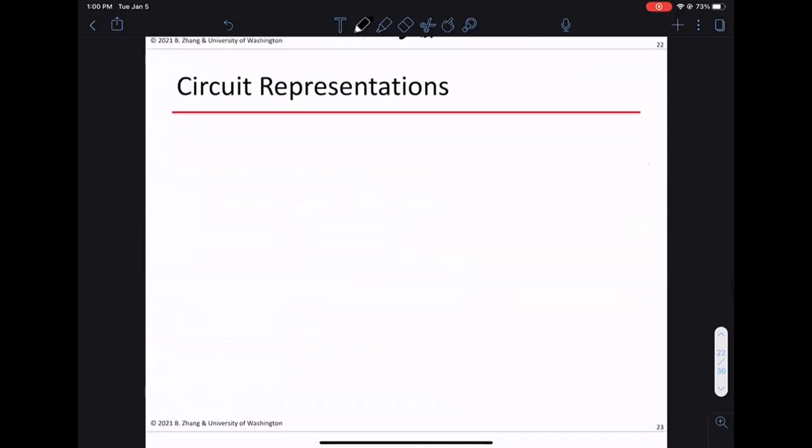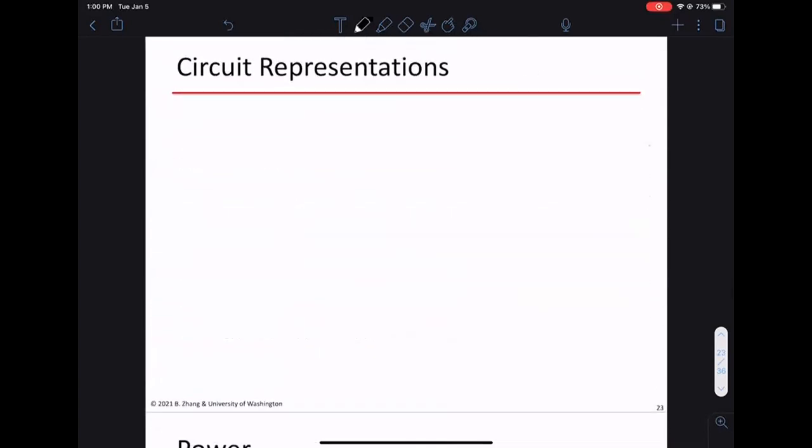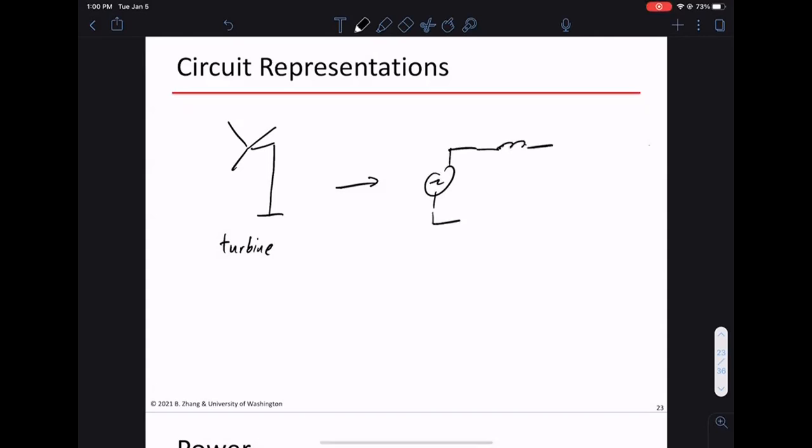So again, a great part of this class, we're basically doing the following. We'll take a wind turbine. This is my drawing of a wind turbine. Our goal is to take this wind turbine and convert it to some circuit like this. This is our goal. A big part of the class is, given a turbine, I want to make it look like this. We want to put it into an RLC circuit.